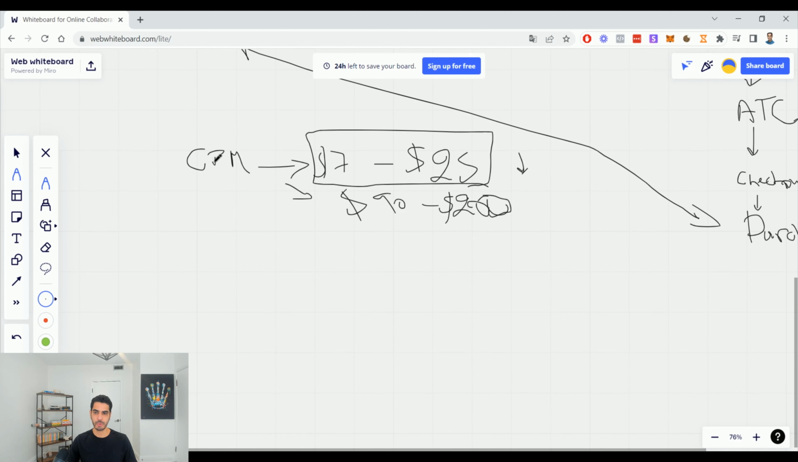So that's a 6x ROAS. If you basically divide the spend by the number of purchases, you get your customer acquisition cost, which is about $8. So your CAC might be at $8, okay?